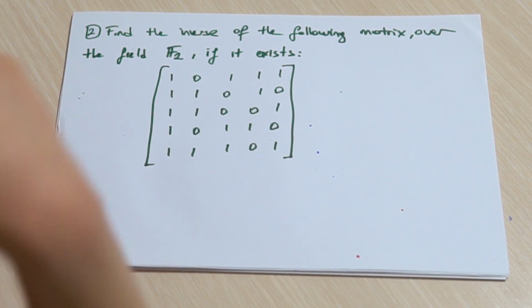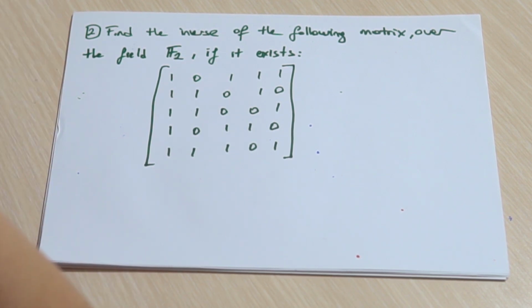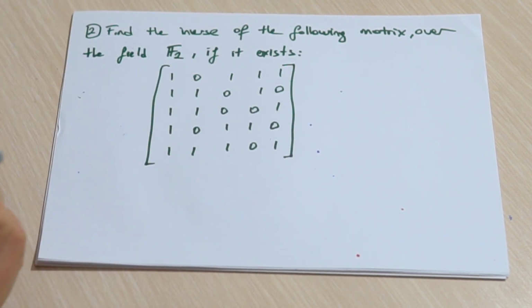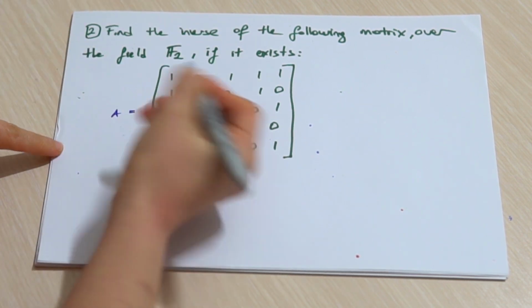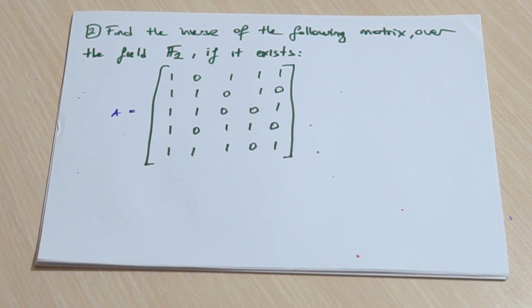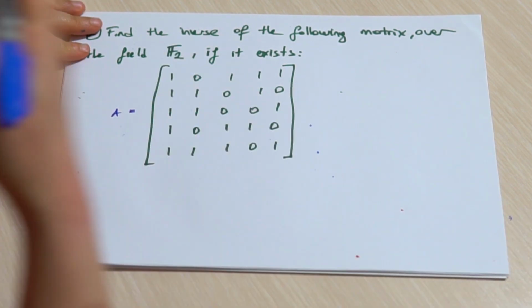Second question is, find the inverse of the following matrix over the field F2 if it exists. So this is our matrix. And again we will do the Gauss-Jordan method, and we will get the inverse of this matrix. Let's say this is A, we will get the inverse A.